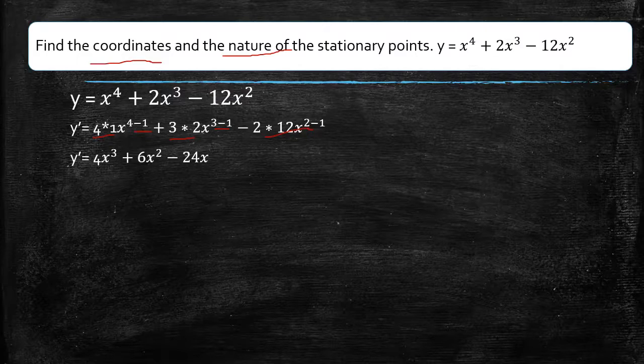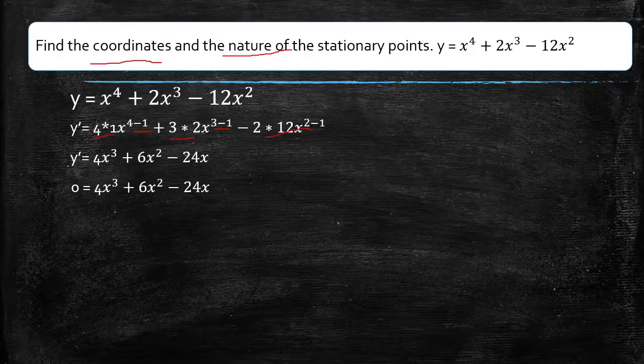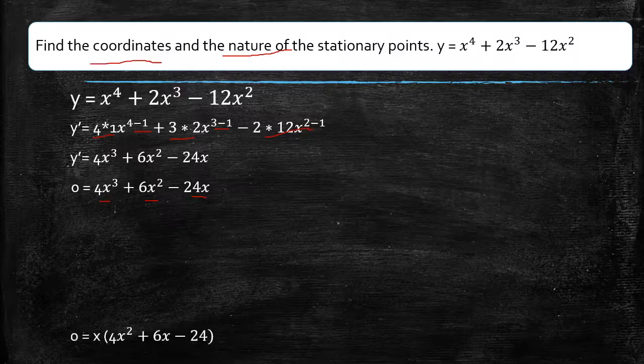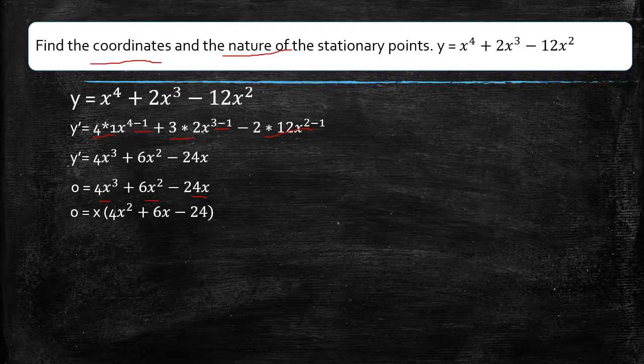The next thing that you want to do is set it equal to 0. So now you can start solving for x. In this case, you notice that every number has an x. Therefore, it would be very smart to simply factor out the x. And once you do so, you'll be left with a binomial inside the parentheses.